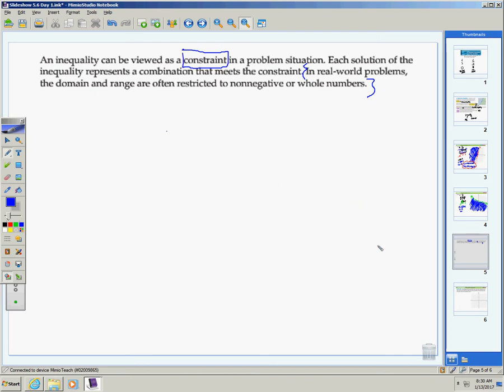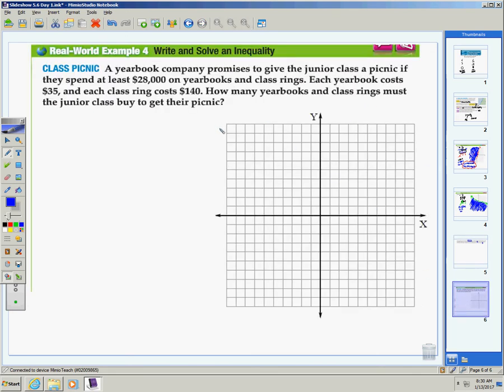Okay, so if we're talking about number of people, we can't have like 0.5 or like a negative amount of people. That's what this is saying right here. So let's look at a real-world situation.